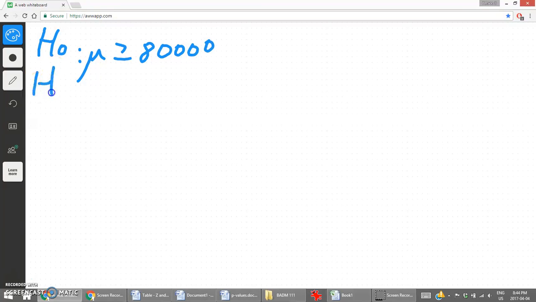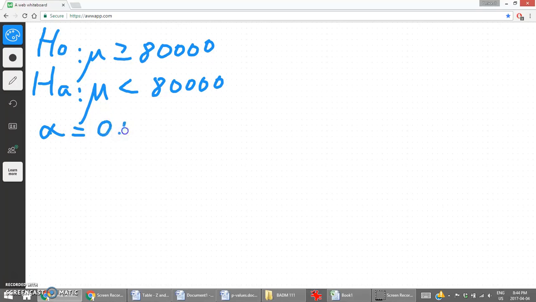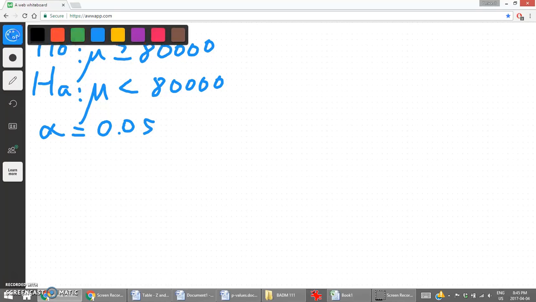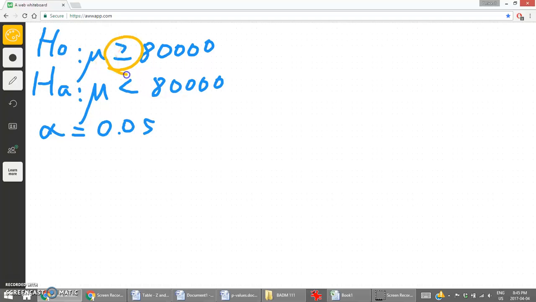That's assumed to be true, that the average is greater than 80,000. We're testing to see if it's less than 80,000. We have the same sample data. The key is the level of significance, alpha, being 5%, and that it is a one-tailed test. We know it's a one-tailed test because of the greater than and less than signs in the null and alternate hypotheses.